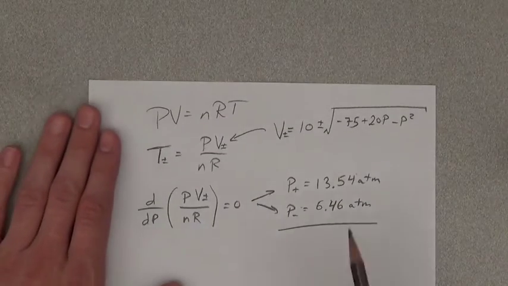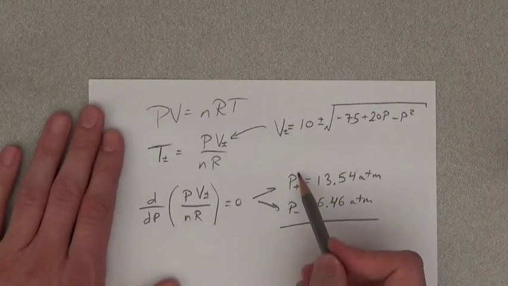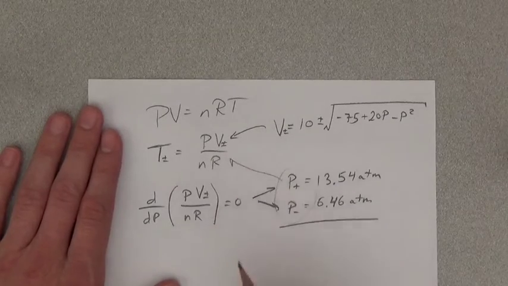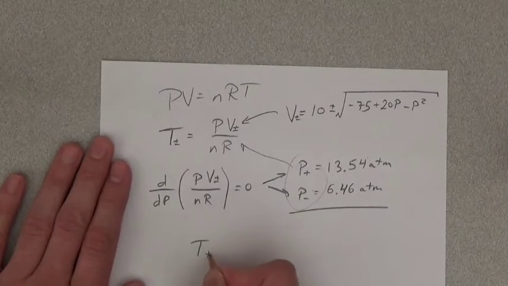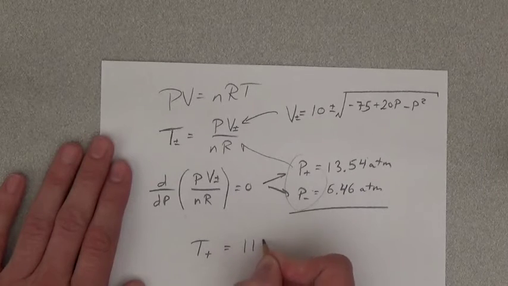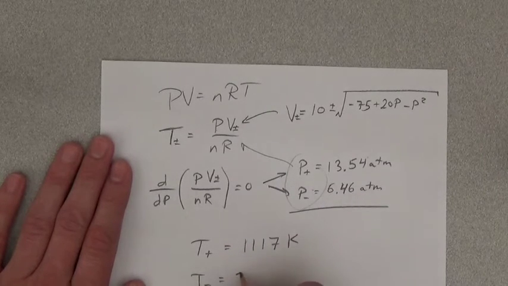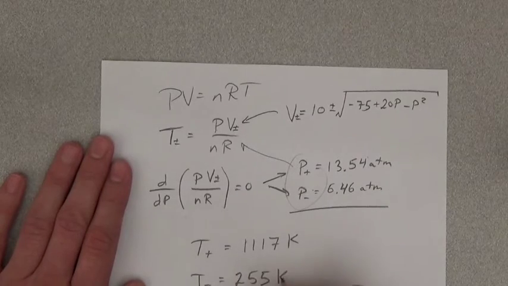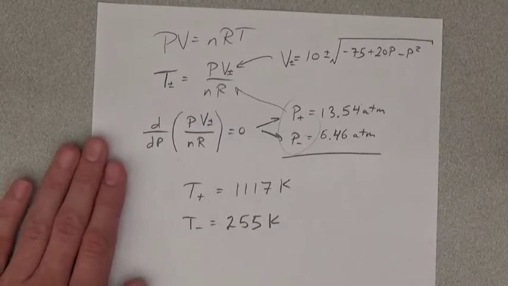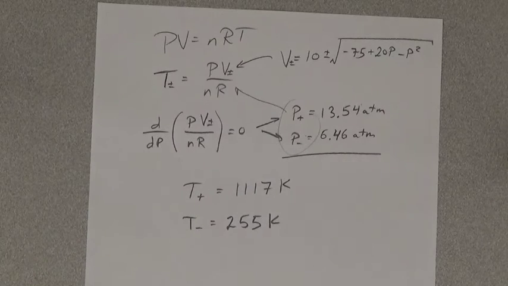If I take these values and I substitute them back in, I get T plus is equal to 1117 K, and T minus is equal to 255 K. So that's the approach to solving this problem without the detailed math, but that's just derivatives, which is a review of first semester calculus.